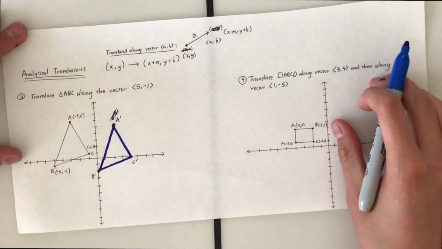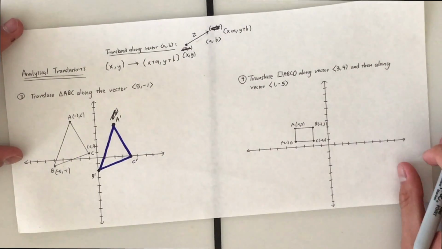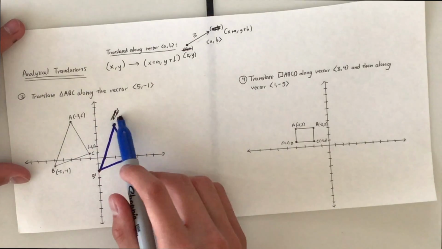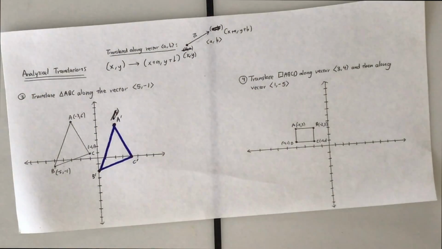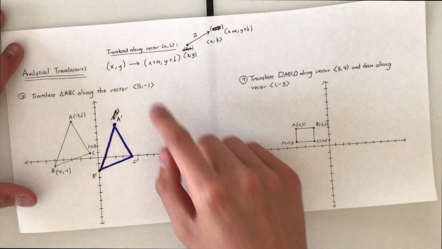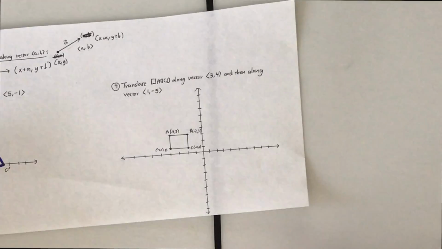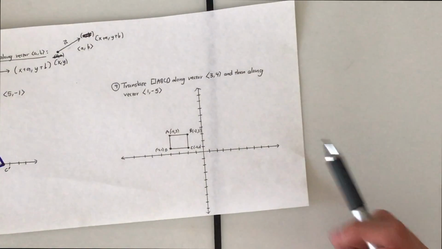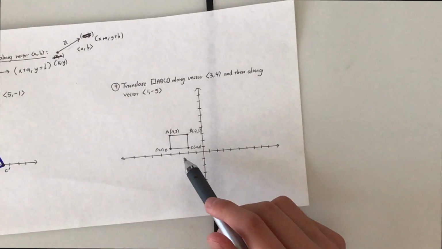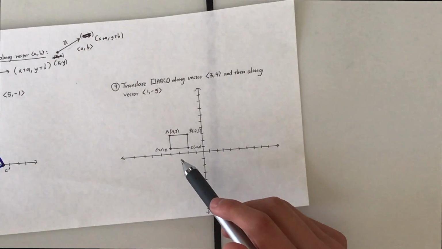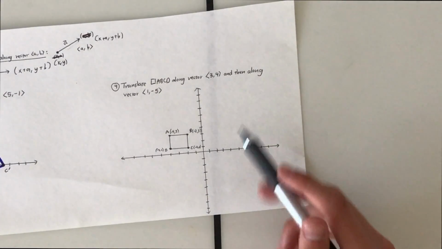As you can see, you have your final image from the vector 5, negative 1. So that was pretty easy. Just remember to do both, unlike what I did. So now let's do this one. As before, now there's more coordinates, there's more points, so there's a larger chance that you'll mess up. Just be careful.